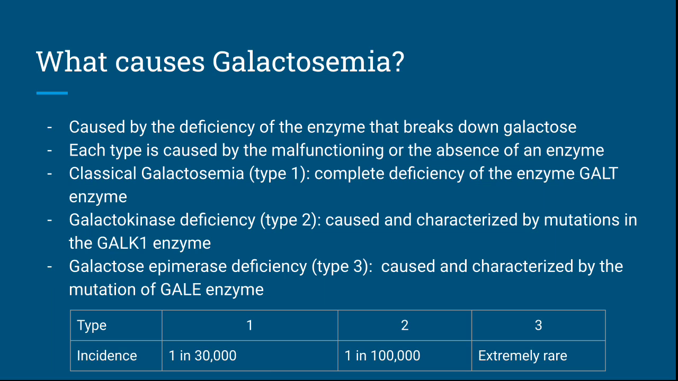Lastly but not least, galactose epimerase deficiency type 3, the rarest of them all. This one is caused and characterized by mutations of the GALE enzyme. Where does this come from, you might ask? How is it inherited? And that will be our next answered question.